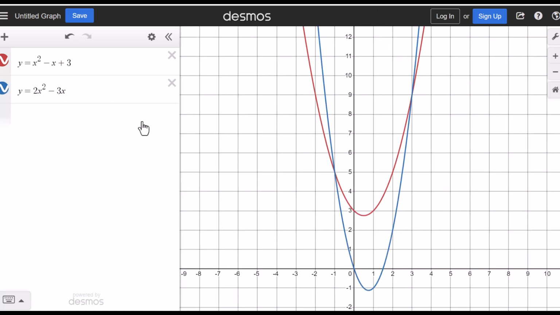In this situation, we have two quadratic equations. Again, they cross twice. They have two intersection points. So one solution would be x equals -1 and y equals 5. The other one would be x equals 3 when y equals 9.